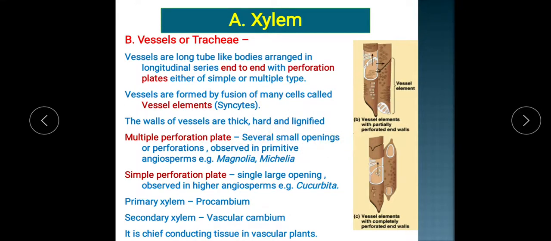The multiple perforation plate is of primitive type, which includes several small openings. So many small openings are present on the multiple perforation plate, and it is observed in the primitive type of angiosperms such as Magnolia, Michelia, etc.